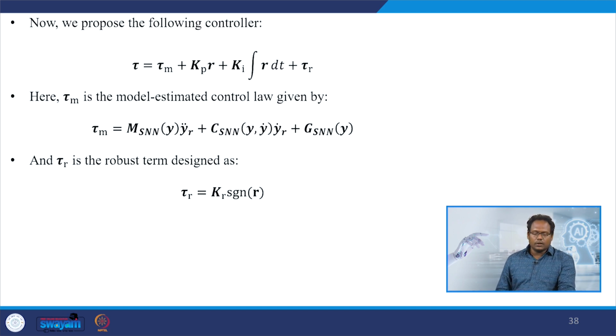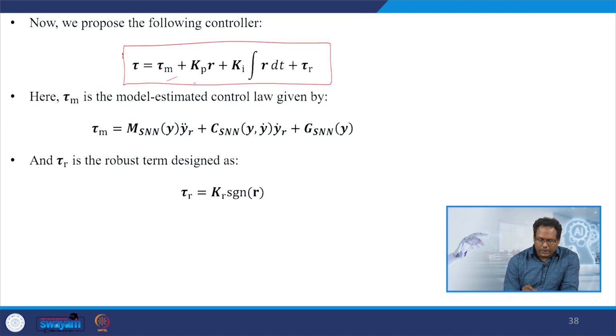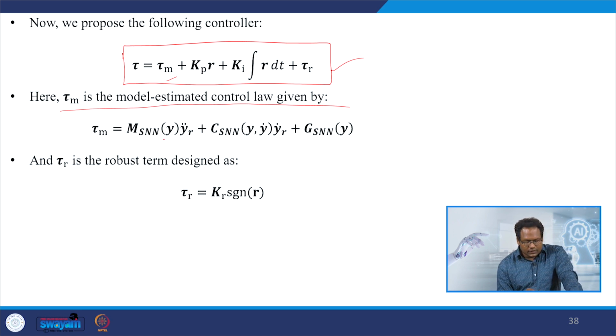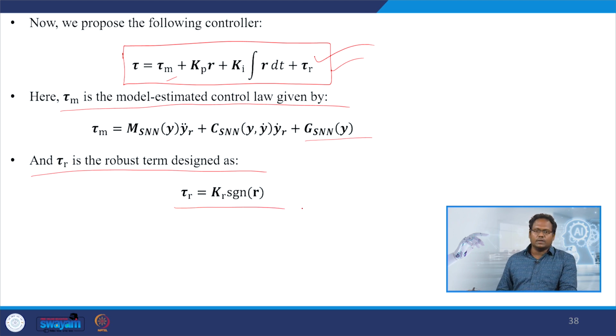Now, we propose the following controller, that is given by tau equal to tau m plus k p into r plus k integral r dt plus tau r. Here tau m is the model estimated control law, that is given by tau m equal to M hat of y into y r double dot plus C hat of y comma y dot into y r dot plus G hat of y, and tau r is the robust term in the control law, that is designed as tau r equal to k r into signum of r.